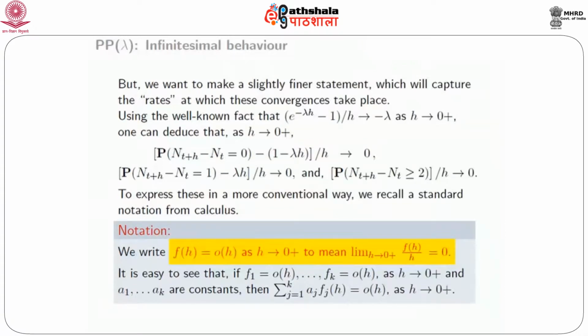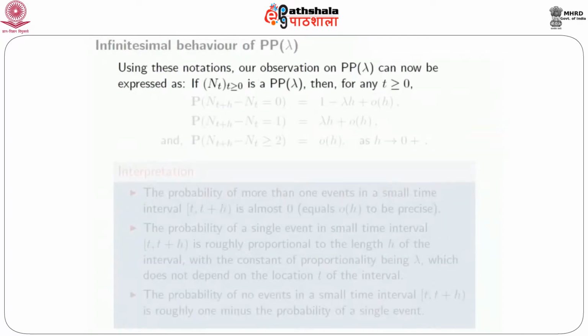Okay, so just keep this notation and this little simple fact in mind. Then these observations about the probabilities that we've seen above can be expressed in a somewhat neater way. Using these notations, our observation on the Poisson process lambda can now be expressed as follows. If N_t is a Poisson process with rate lambda, then for any t greater than or equal to 0, the probability that N_{t+h} minus N_t equals 0 is 1 minus lambda h plus little o of h.